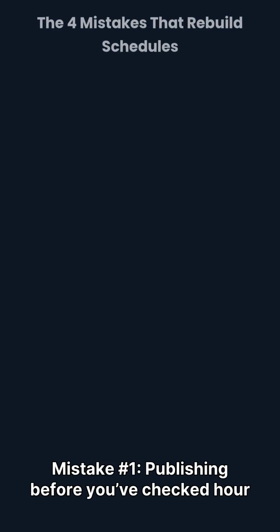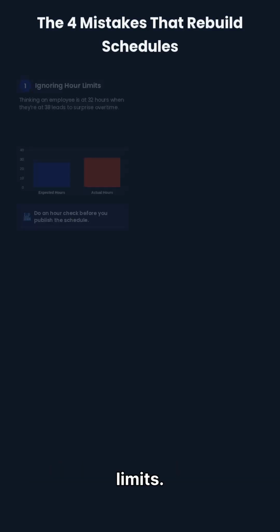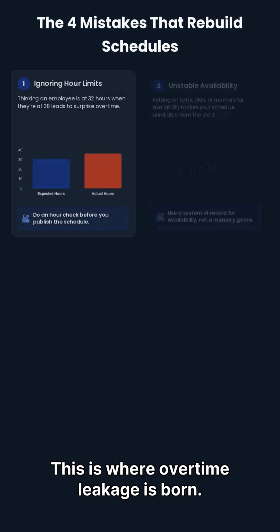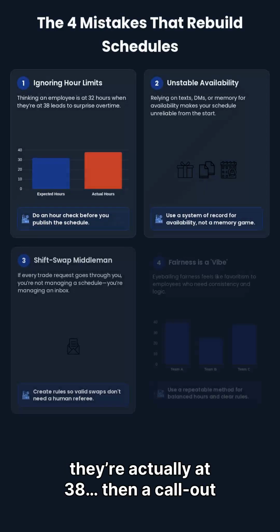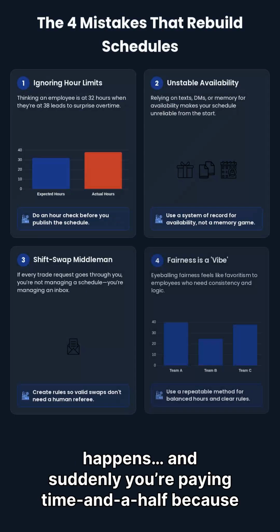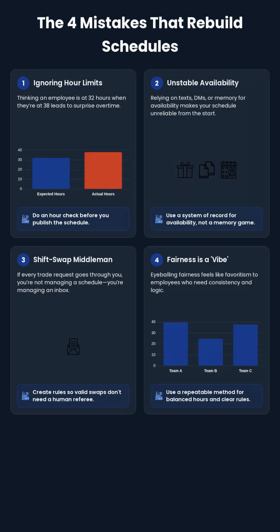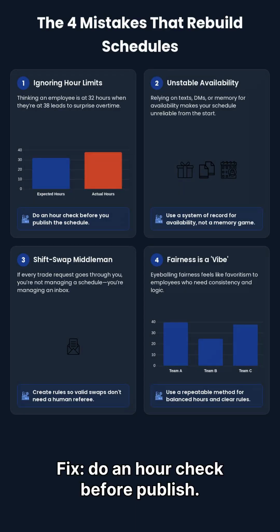Mistake number 1, publishing before you've checked hour limits. This is where overtime leakage is born. You think someone is at 32 hours, they're actually at 38, then a call-out happens, and suddenly you're paying time and a half because you didn't see it coming. Fix. Do an hour check before publish.